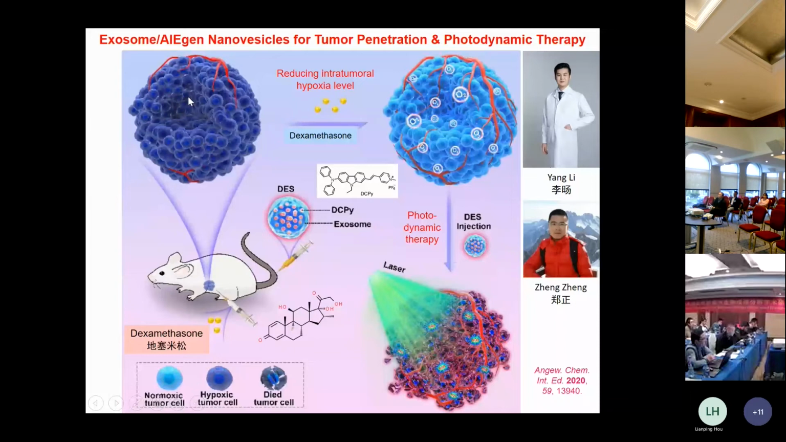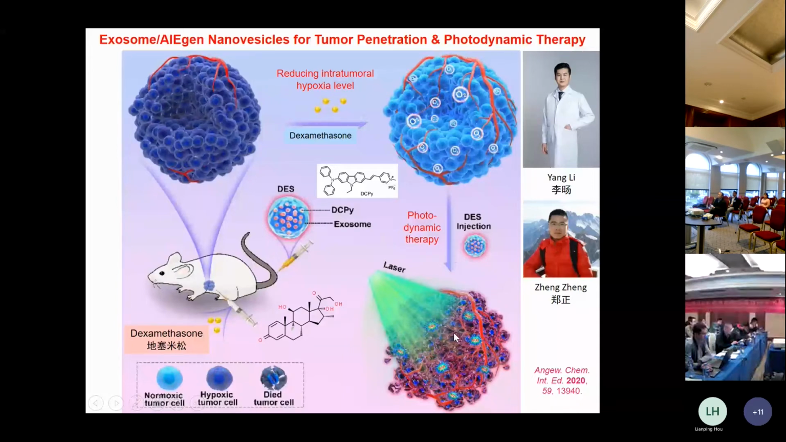As you know, the tumor is oxygen deficient. So we use this drug to improve the situation. After you use this drug, you will reduce the intratumoral hypoxia level, and now you have oxygen inside the tumor. Now, if you use UV light to excite it, it will generate ROS, reactive oxygen species, and that will kill the tumor cells. You can see the ROS here, that will kill the tumor cell.